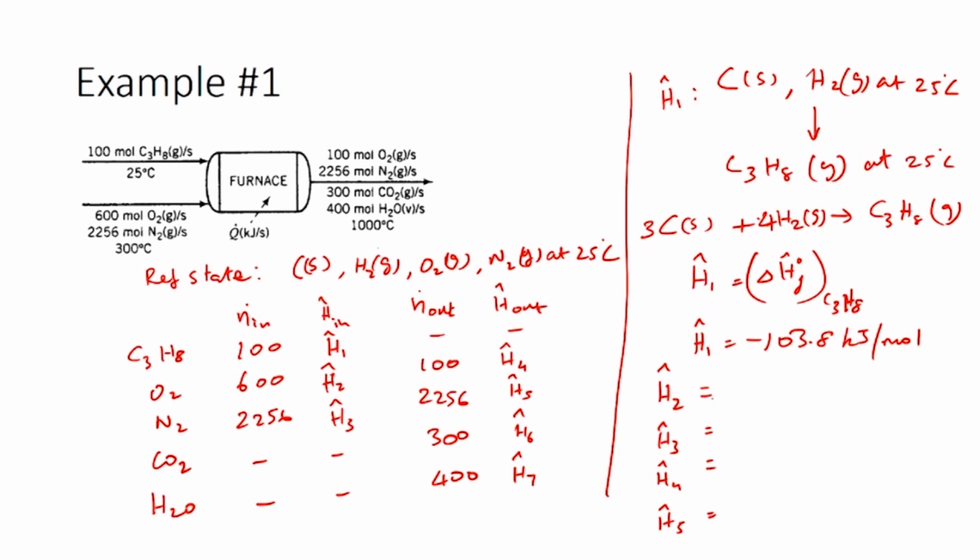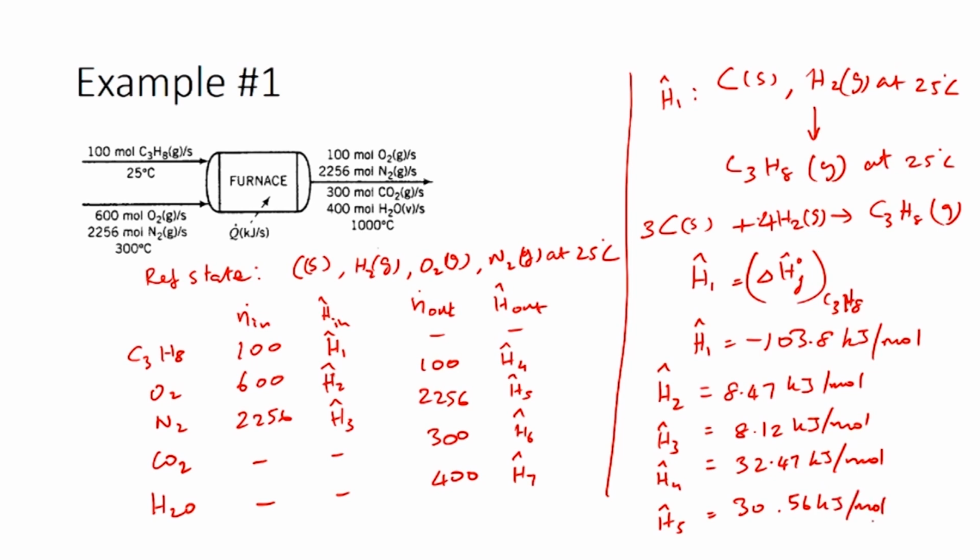H2 cap would be 8.47 kilojoules per mole and H3 cap would be 8.12 kilojoules per mole and H4 cap would be 32.47 kilojoules per mole and H5 cap would be 30.56 kilojoules per mole. So, these values are the same as what we had obtained for the heat of reaction method. Now, the unique thing has to be for H6 cap and H7 cap where compounds are involved.